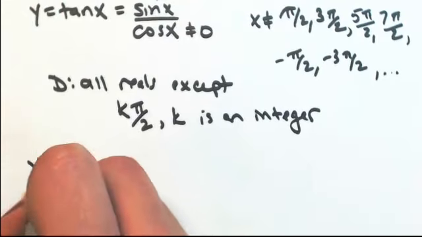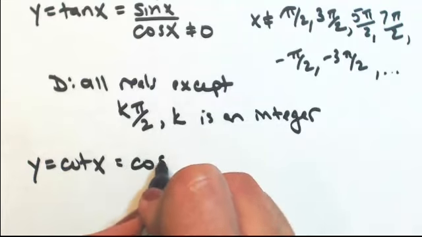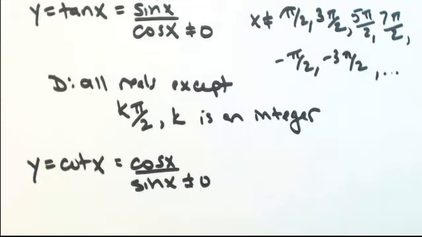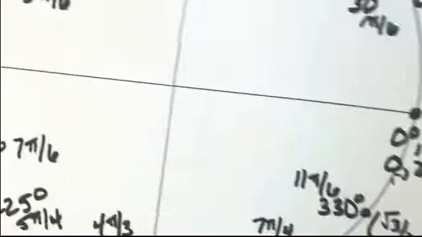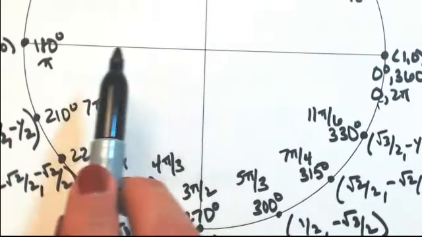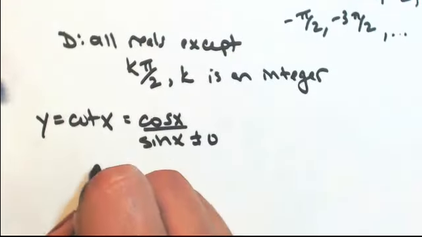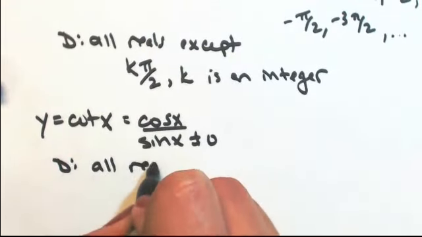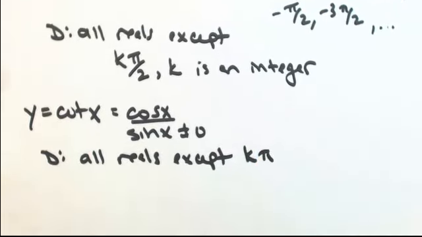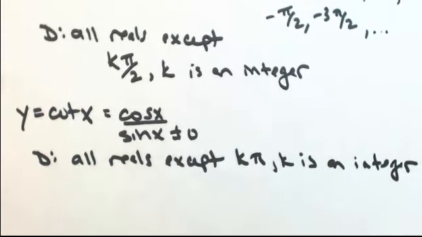Okay, same idea with cotangent. Cotangent is cosine over sine. So this time we're looking for where sine is 0. In other words, where the y-coordinate is 0. So that's going to be the right side of the circle and the left side of the circle. So 0, pi, 2 pi, 3 pi, 4 pi, any multiple of pi. So all reals except k pi, where k is an integer. Okay, so any multiple of pi.